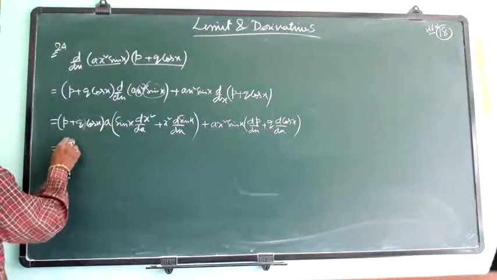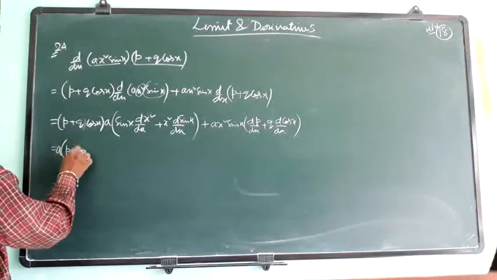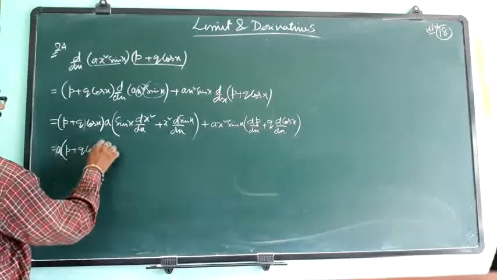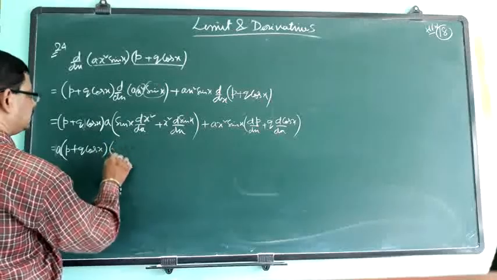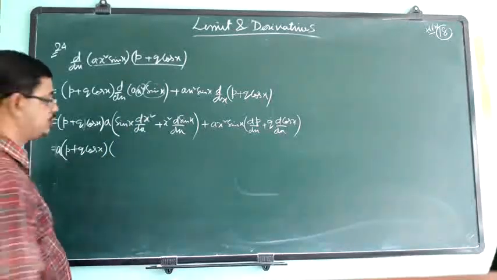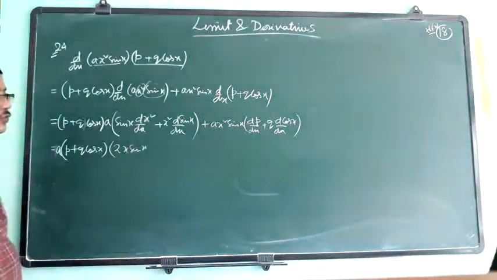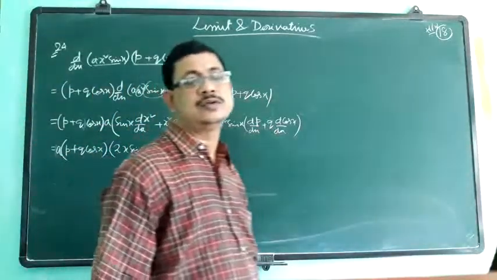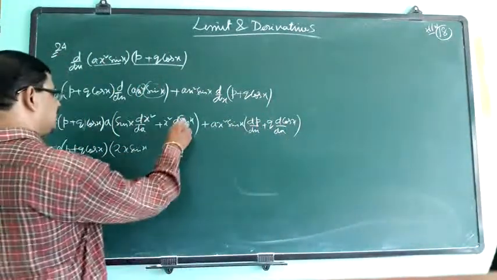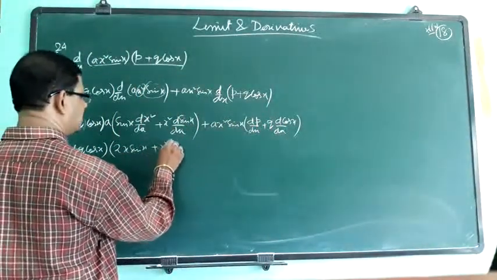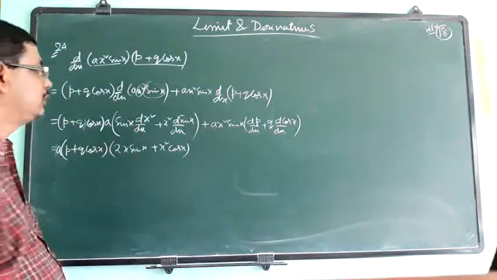Then a you take outside, p plus q cos x. Then this x square differentiation, what is it? Twice x. Sin x is there. x square, that is the x to the power n formula, and x to the power n minus 1, that I have written, twice x sin x. Then differentiation of sin x is what? Cos x. So that I have written.